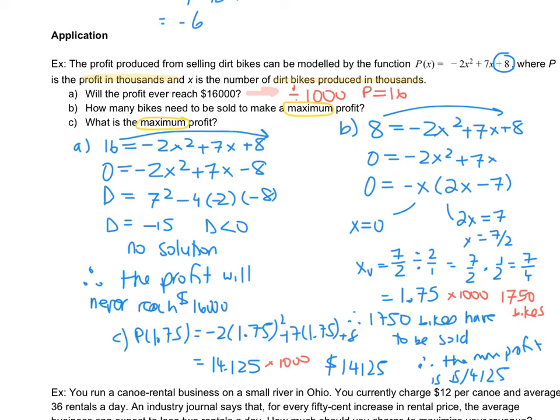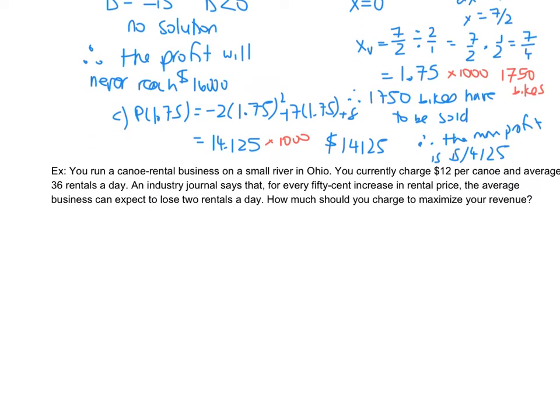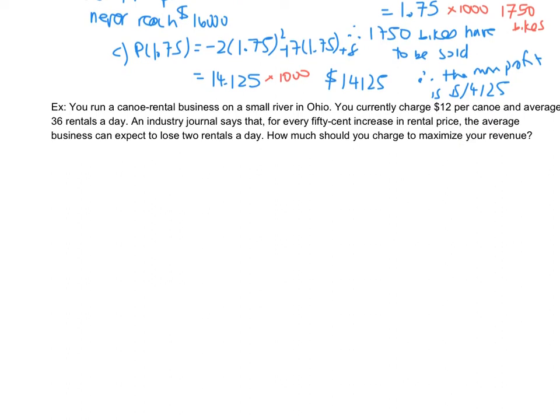But for A, it had nothing to do with the vertex because we don't see the word maximum. So I knew it was just a typical solving equation without the solving because I just wanted to see if there was a solution. All right, let's try a revenue question that is very, very similar to grade 10. And it might actually just be taken straight from grade 10.